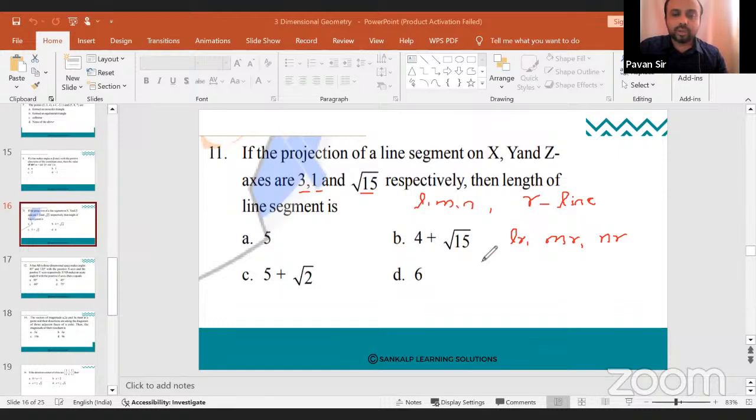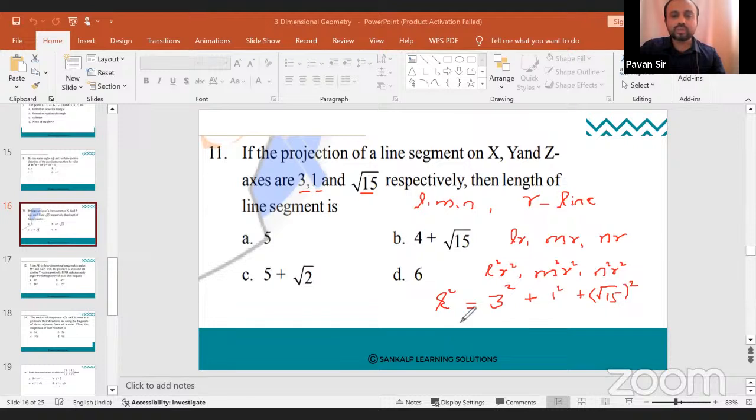Squaring this, we get l square r square, m square r square and n square r square. Here l is with respect to 3, so it is 3 square plus 1 square plus root 15 square. When we resolve this, it is equal to r square.